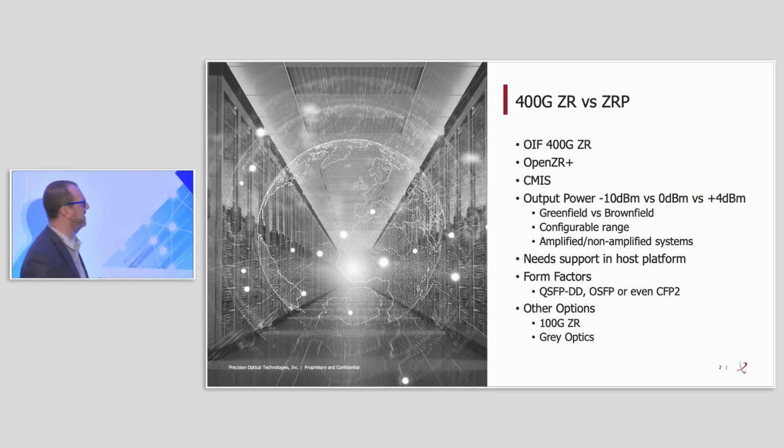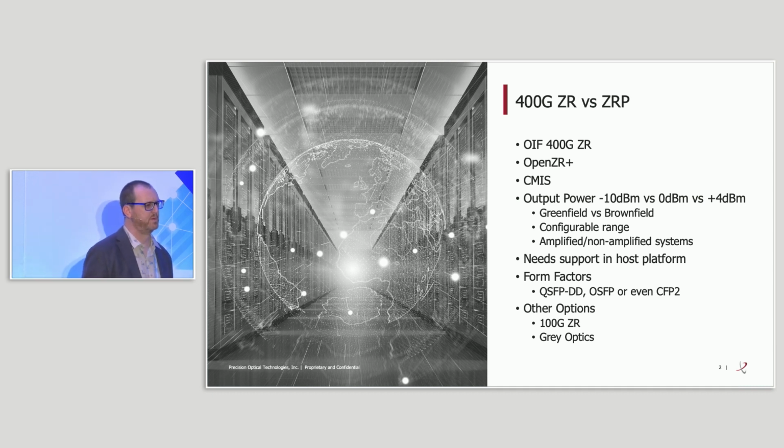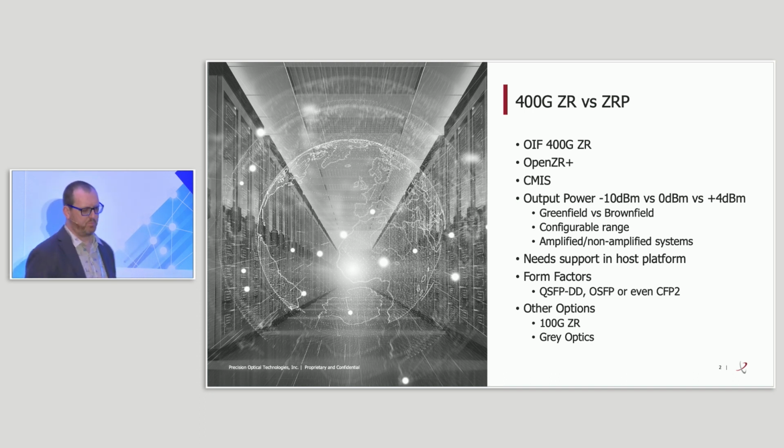The Open ZR Plus consortium came together and said, actually, maybe there's other use cases. Maybe we want to do 3 by 100 gig or just 100 gig or 2 by 100 gig or 4 by 100 gig in breakout mode over the same sort of distances. So they added to their standard the ZR Plus, if you like. So the key difference between ZR and ZR Plus is 400 gig only versus multiple different options. I'll go into some of that in a later slide. There are some other differences as well.